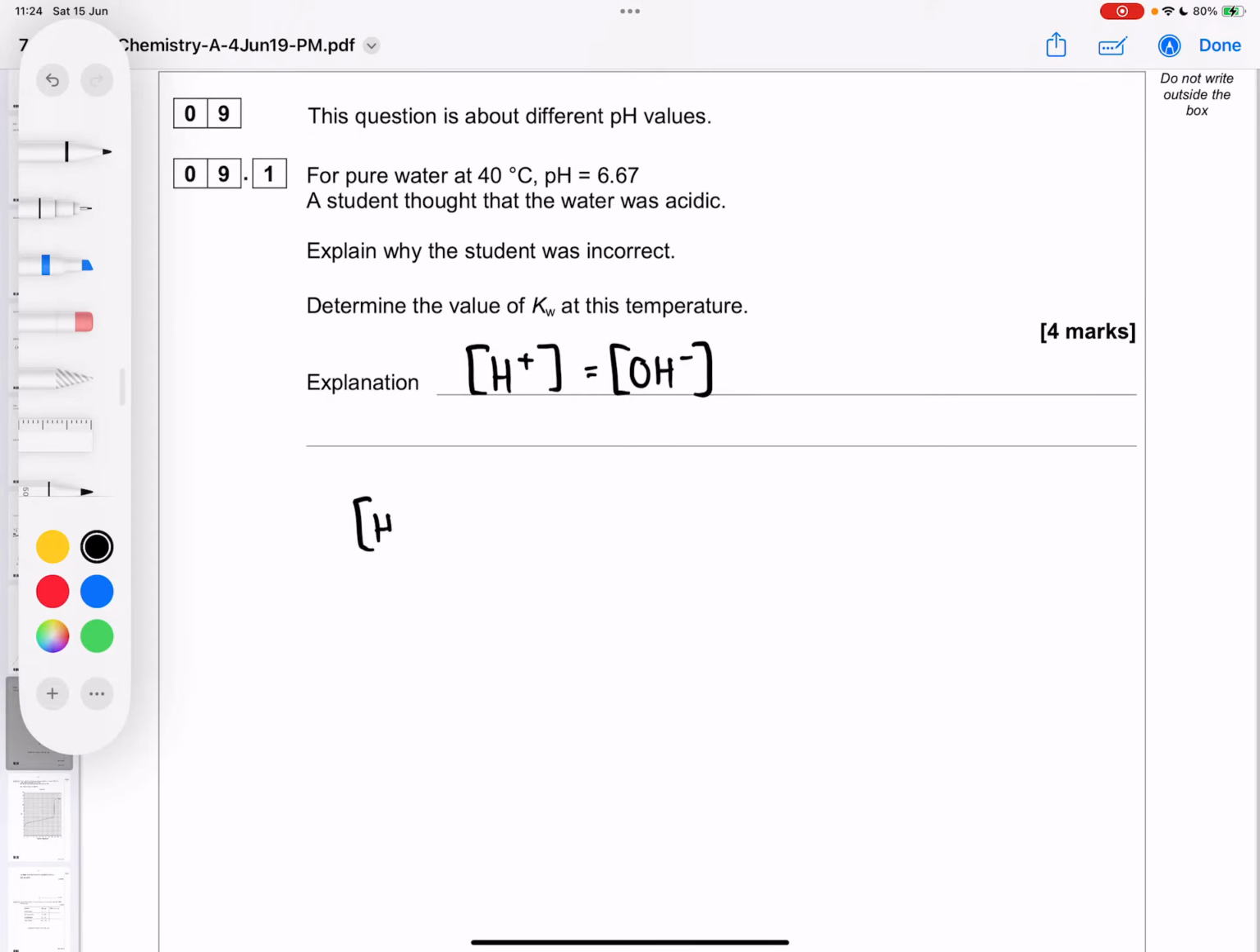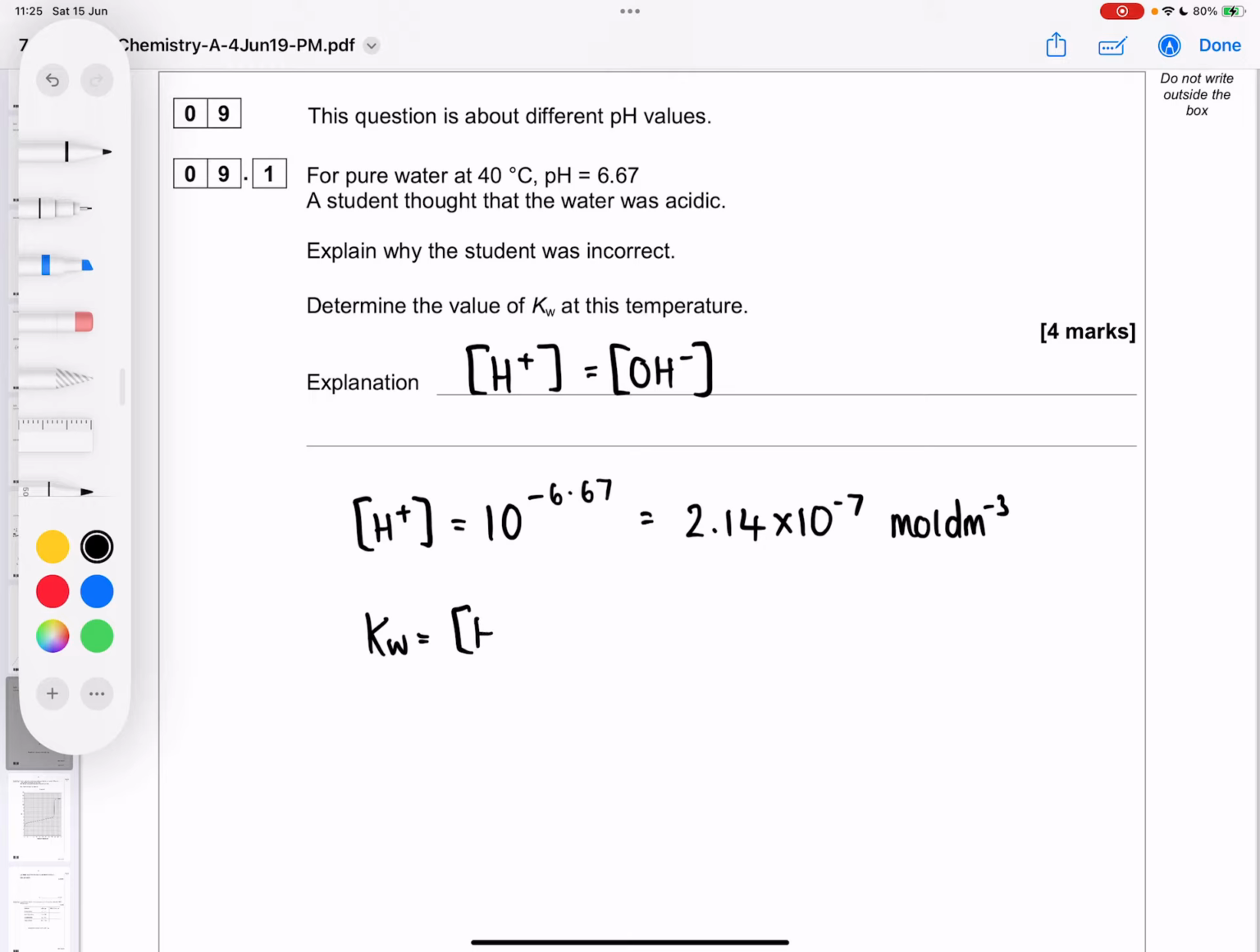So the first thing we're going to do is use the pH to find the concentration of H+. So 10 to the minus pH. So shift, press the log button, minus 6.67. So I'm getting 2.14 times 10 to the minus 7 moles per decimetre cubed H+, which means that the OH minus is the same as that.